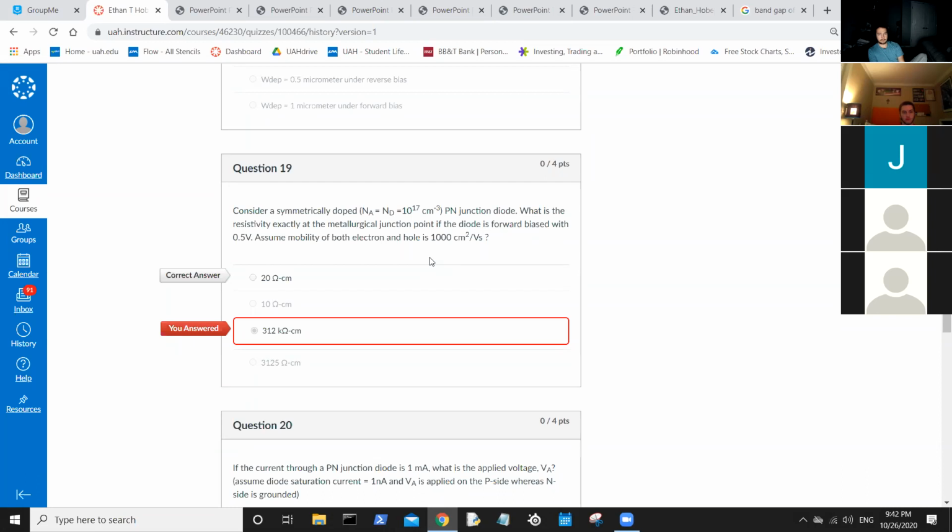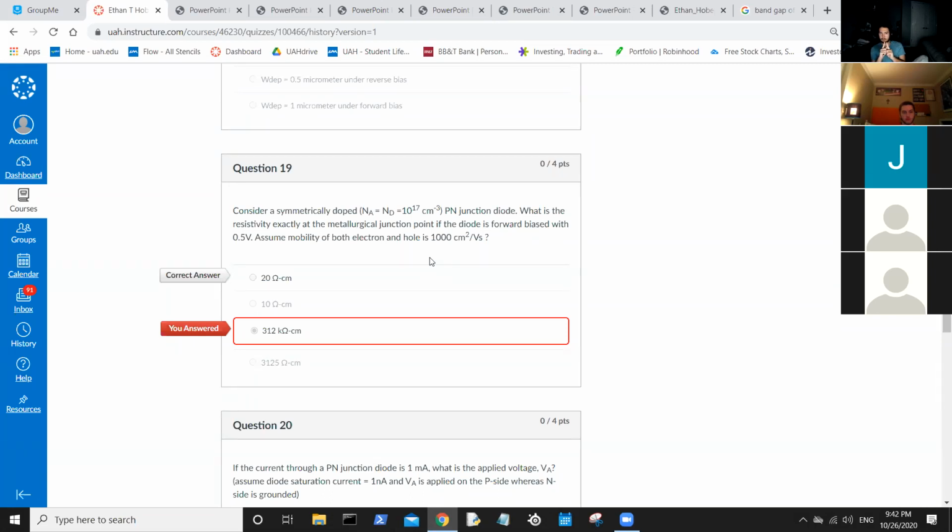How does the resistance deal with the number being big? So this is asking for resistivity? Yes, resistivity. I keep saying resistance, and that's technically wrong. We mean to say resistivity. But when you're in forward bias, your resistivity is low because your depletion region is smaller.